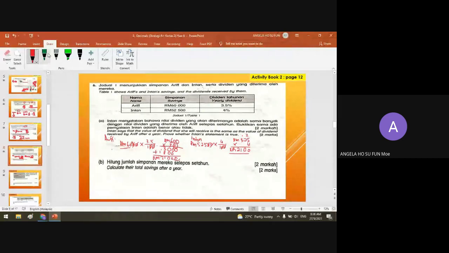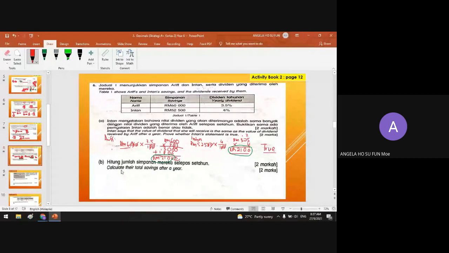You see? Look at the money, the dividend received by Arif, this one. And look at this, Intan's received this. Are they the same? Yes, it is the same. So prove whether Intan's statement is true or not. So Intan's statement, true or false? True. So you have to write down one more word, that is true. Or you can say Intan's statement is true. 2 marks here.